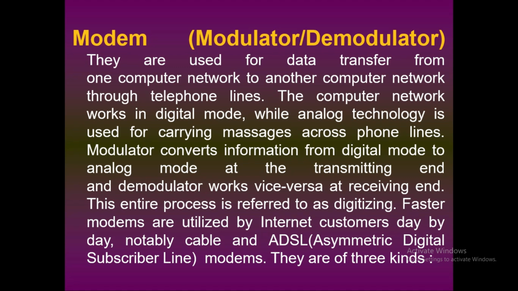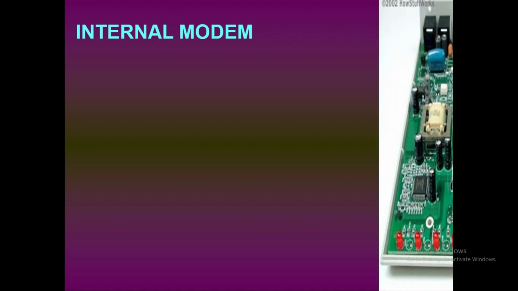Faster modems are used by internet customers day by day, notably cable and ADSL (asymmetric digital subscriber line) modems. There are actually 3 kinds. Modems are of 3 kinds. Internal modem, which is already built into the motherboard of a computer, like this.